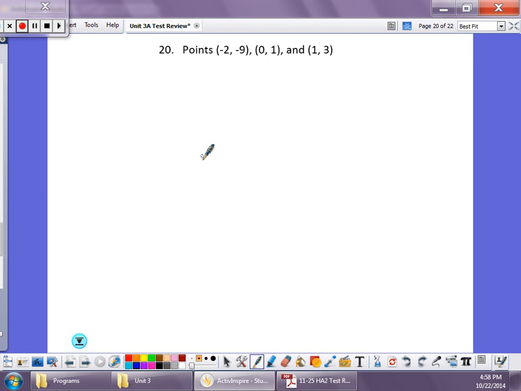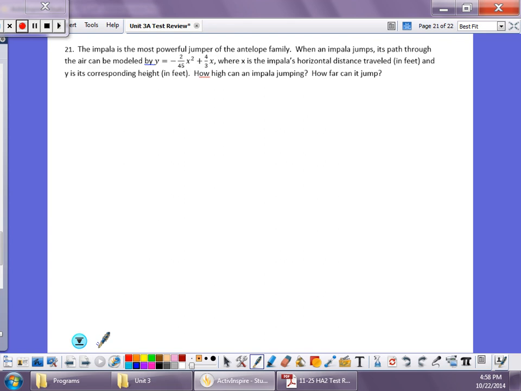This is the one that I said is not going to be on the test because you're not going to be able to use your calculator. Here we get to a word problem. It gives me the equation, and it says the horizontal distance is x and the height is y. So it first asks how high can it jump.